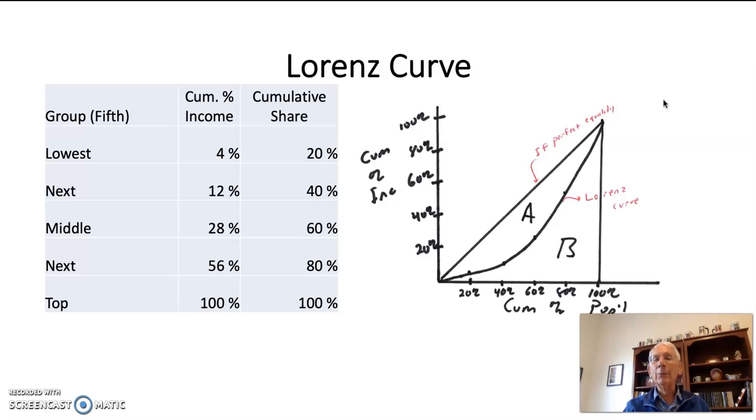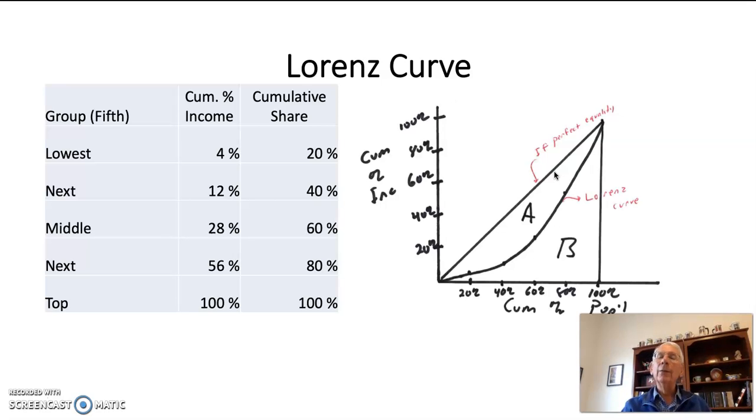Now, a couple of important points. The farther the Lorenz curve is from this straight line of perfect equality, the more unequal the distribution of income. Now we can quantify it. Now we can measure it. If the Lorenz curve has gotten farther away from perfect equality, then what we say is we have more income inequality.